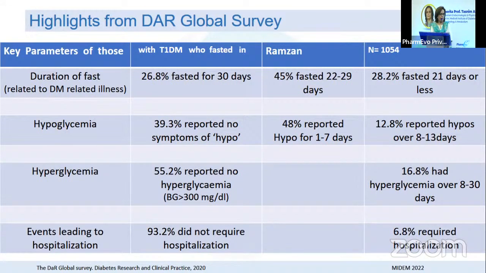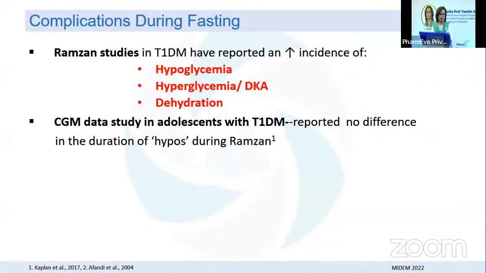CGM data study in adolescents with type 1 diabetes reported no difference in the duration of hypos during Ramzan. But then remember, this is a totally prepared, enabled patient, has a CGM in place, knows how to use it, knows his sugars minute by minute and day by day, and reacts to that through a pump mostly.